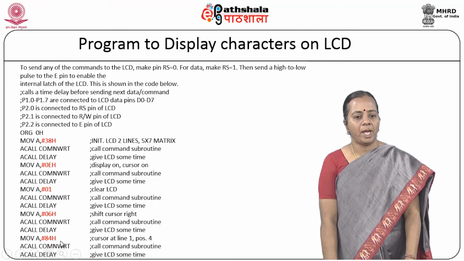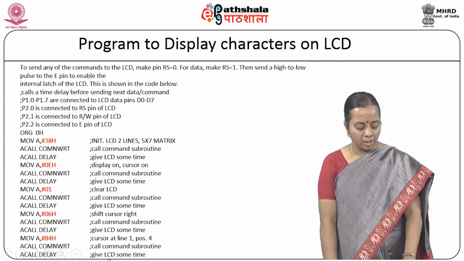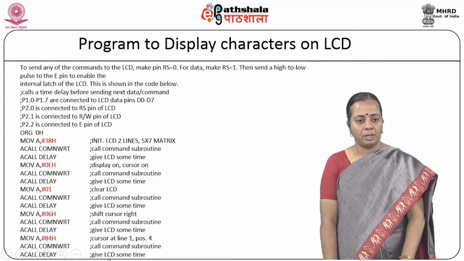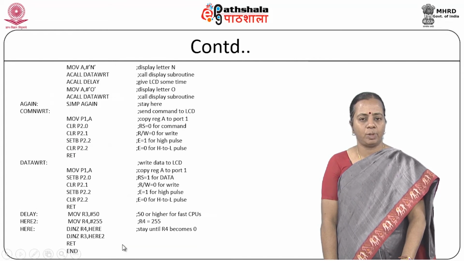Then MOV A, #84, which says that the cursor is at line 1 and position 4. And again I have to write this command. So, ACALL command write, and a call delay is given over there. Now you understand that this is the setup we made to make the LCD display characters.